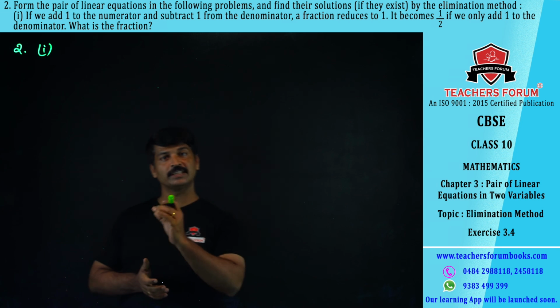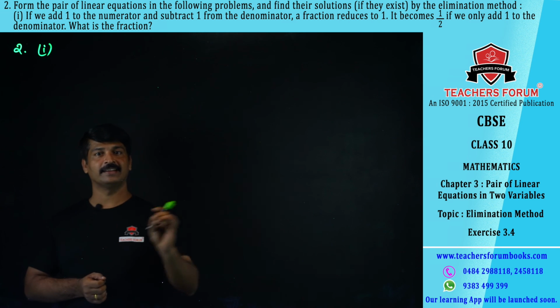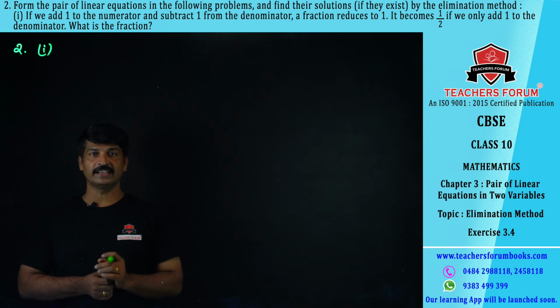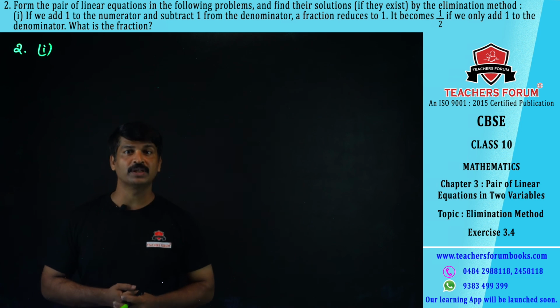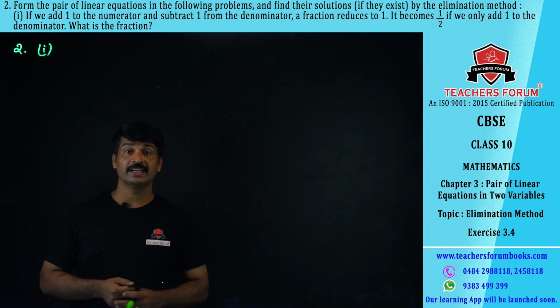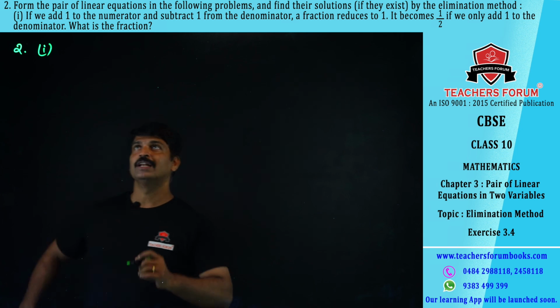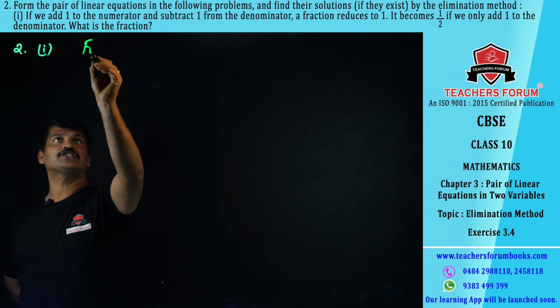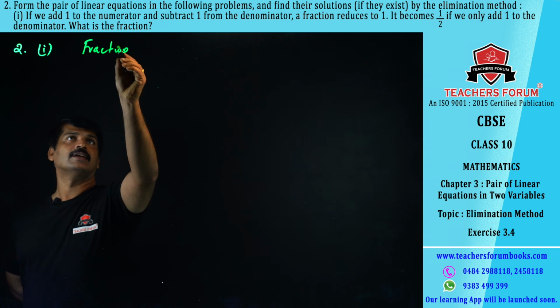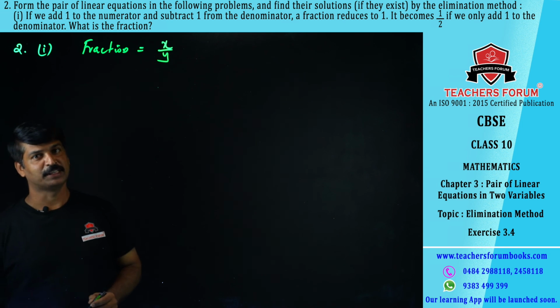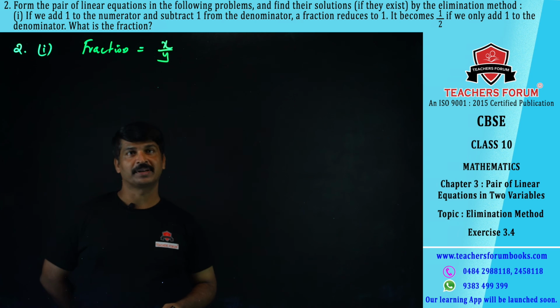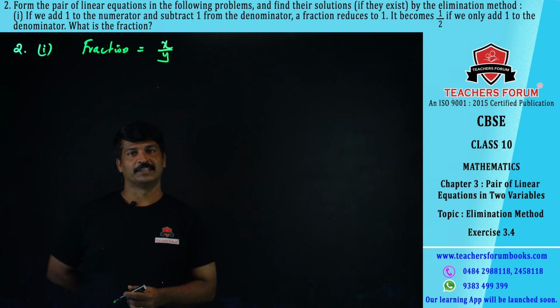Okay, so let us read the question once again and let us start writing the linear equation. It is given that a fraction becomes 1 if you add 1 to the numerator and if you subtract 1 from the denominator. So let us assume the fraction equals x by y. x by y be the fraction. You know, x is the numerator and y is the denominator.